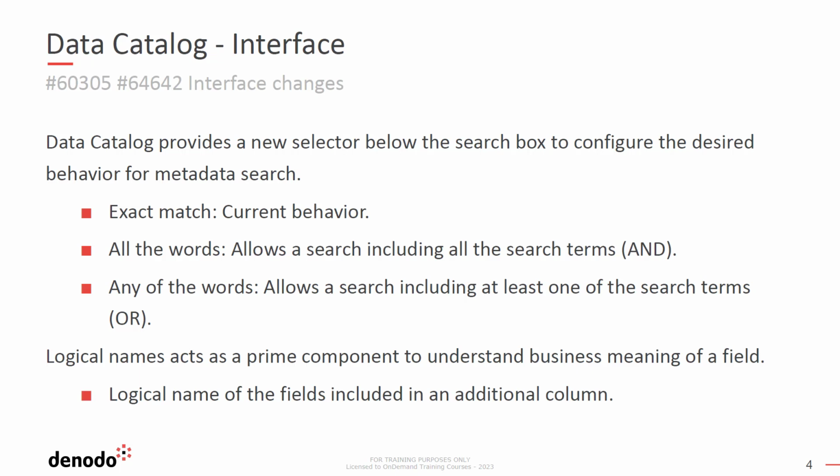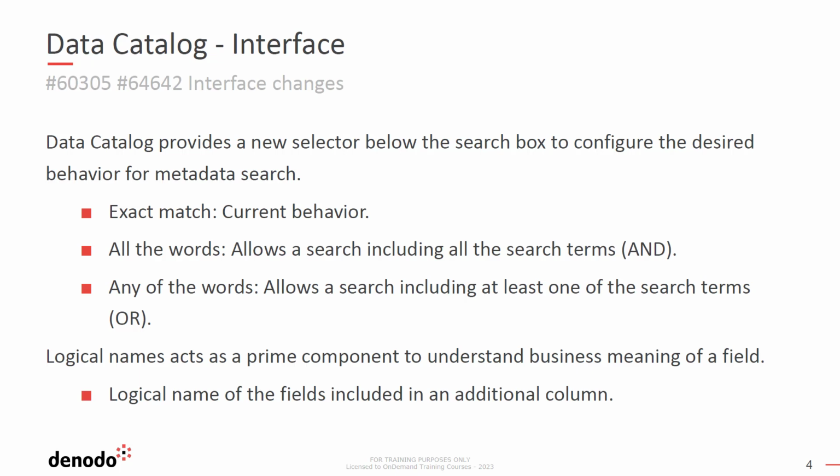All the words. When all the words are selected, it will return only the elements containing all the words in the search areas. That means that all the words are contained in the view name, description, field name, field description, or all the words are contained in a property value. Any of the words. The elements containing at least one of the words in the search fields will be returned. Please note that the maximum number of search terms in metadata search for all words and any word behaviors is 6. If the user performs a search that exceeds the limit, then only the first 6 words are considered.